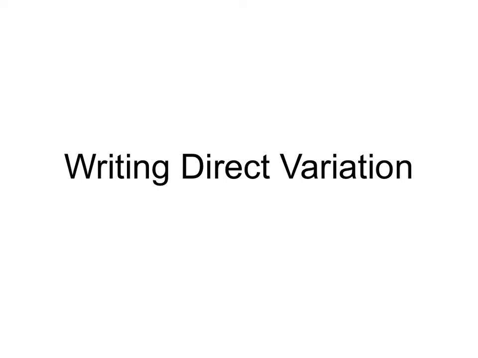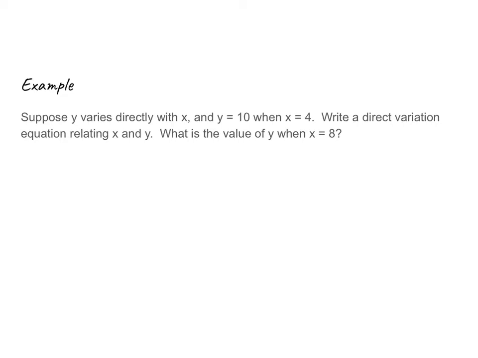All right, in this video, we're going to take a quick look at writing direct variation equations. We're going to look at one example. So here it says, suppose that y varies directly with x and y equals 10 when x equals 4. Write a direct variation equation relating x and y. What is the value of y when x equals 8?